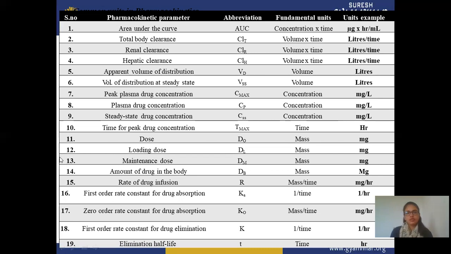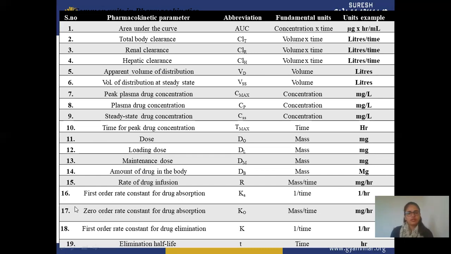The next one is the loading dose, that is DL, with mass as the fundamental unit and mg as the unit example. The next number is maintenance dose, that is DM, because it's a maintenance dose, and the fundamental unit is mass and the unit example is mg. Fourteen is amount of drug in the body, Ab. The fundamental unit is mass and the unit example is mg. And next is rate of infusion. The abbreviation is R. The fundamental unit is mass divided by time. The unit example is mg per hr.